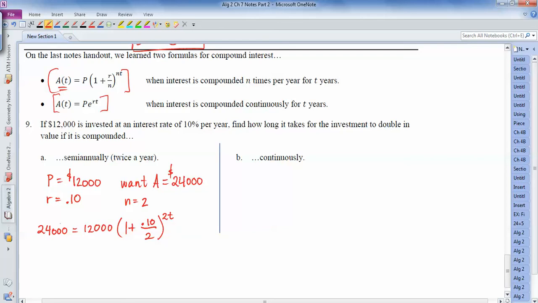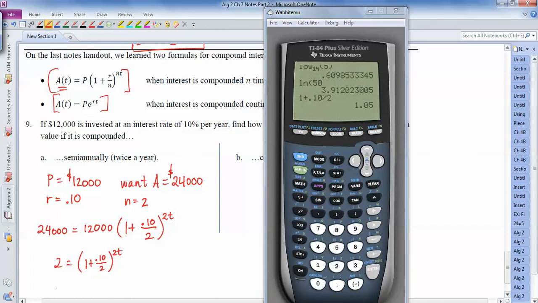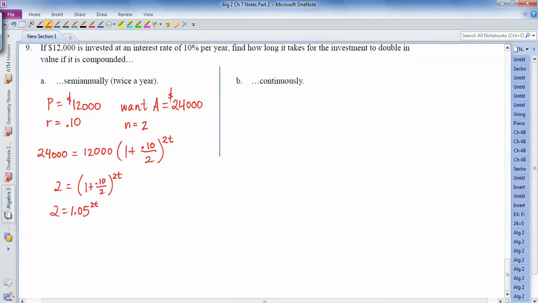So first let's get rid of the 12,000. So if we divide both sides by 12,000, we get 2 equals 1 plus 0.10 over 2 to the 2t. And then let's simplify the inside a little bit. So that's 1 plus 0.10 divided by 2, so 1.05, to the 2t. And then let's change this around. So if we use that change formula, this is going to turn into log base 1.05 of 2 equals 2t.